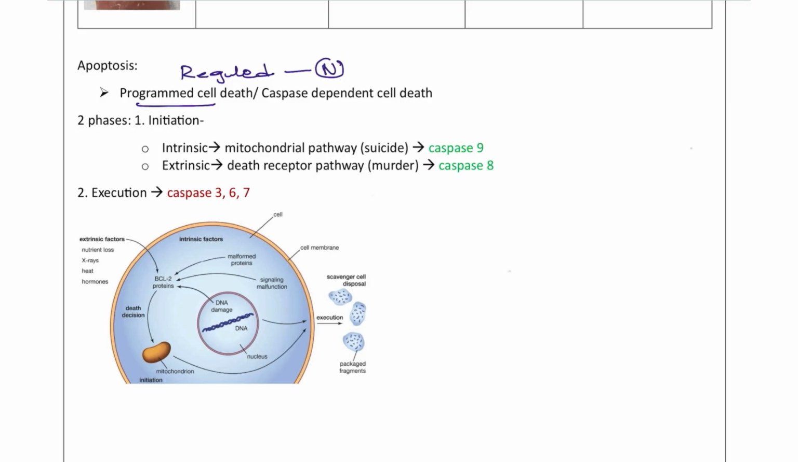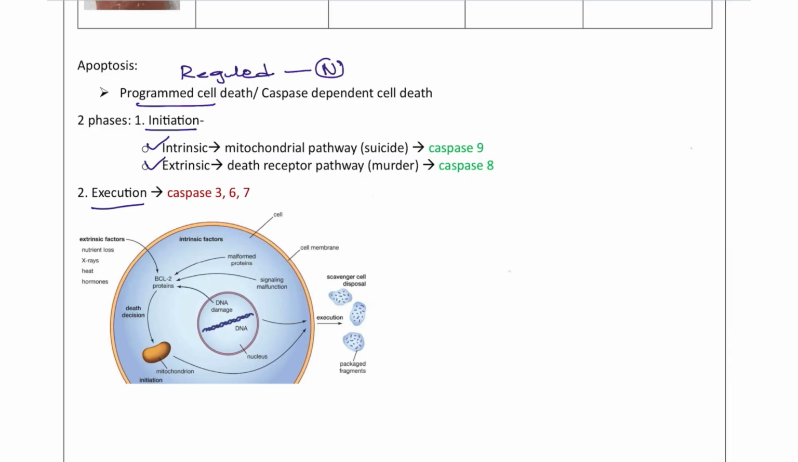And there will be two phases. One is the initiation and the other one is the execution. For the initiation, we follow either the intrinsic or the extrinsic pathway. In the intrinsic pathway, the mitochondria is directly involved. In the extrinsic pathway, death receptors and death ligands are going to attack the cell.